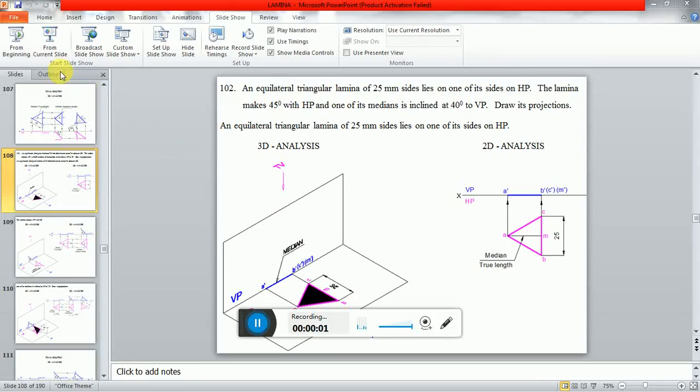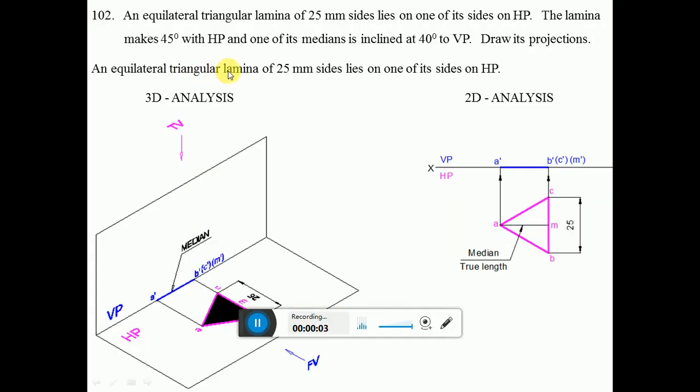Now we go to the next problem. An equilateral triangular lamina of 25 mm sides lies on one of its sides on HP. The lamina makes 45 degrees with HP and one of its medians is inclined at 40 degrees to VP. Draw its projections.